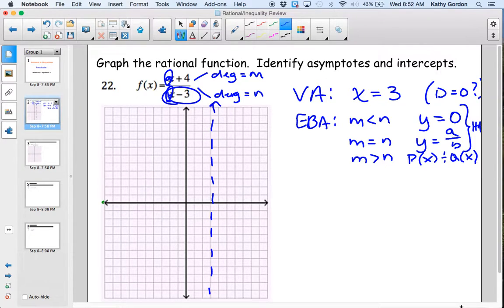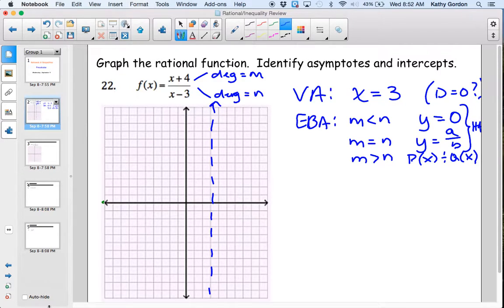All right, so what is the situation in this case? How do our degrees compare in this case? And I'll erase all this mess again so we can see what we're dealing with. Okay, so how do our degrees compare here? They're the same. So we're talking about this situation, which means our end behavior asymptote should be what? Should be what? Y equals 1.